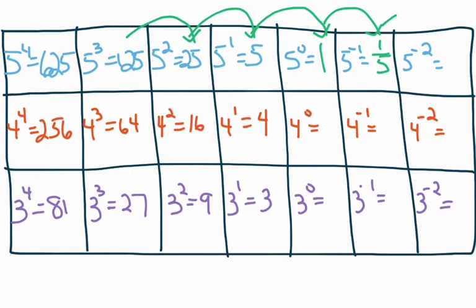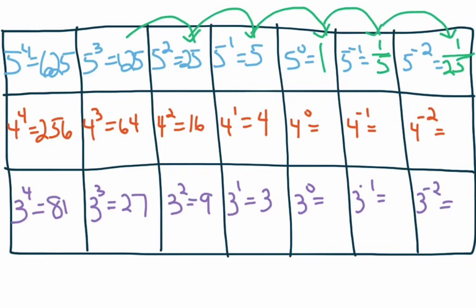And then if we keep going one more, 5 to the negative second, we're going to divide by 5 again. That gives us 1 over 25. All right? Now, if we look at the middle row in red, 4 to the 4th equals 256.